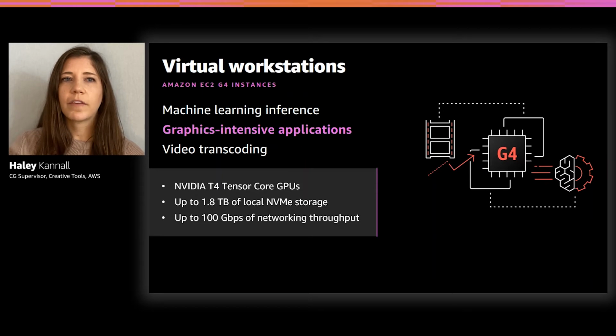G4 instances provide the latest generation NVIDIA T4 Tensor Core GPUs, up to 1.8 terabytes of local NVMe storage, and up to 100 gigabits per second of networking throughput. Our use cases will center on media and entertainment. However, this workflow is applicable to other industries using digital content creation tools such as architecture, engineering, construction, and manufacturing.